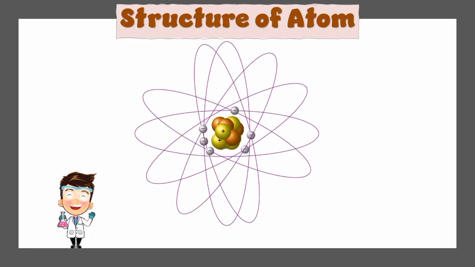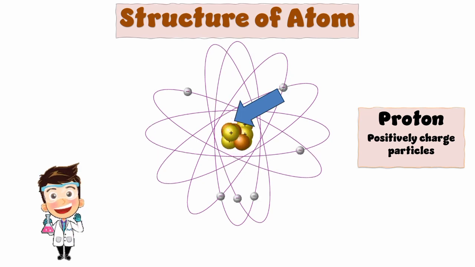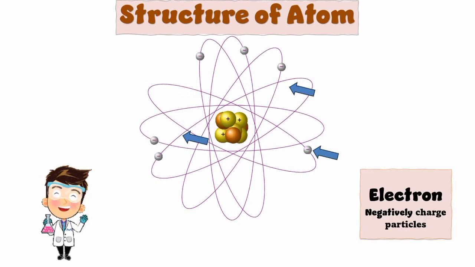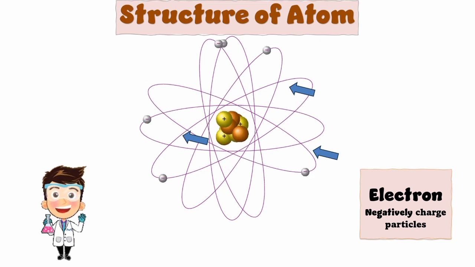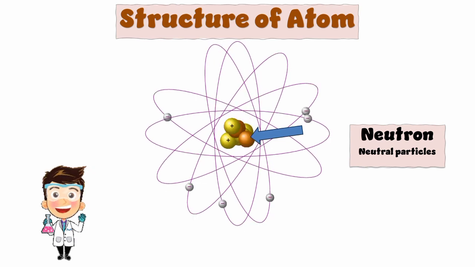The first one is the proton, also known as a positively charged particle, a subatomic particle with a positive electrical charge. For the second one, we have the electron, a negatively charged subatomic particle that can be either bound to an atom or free. The third one is the neutron, also known as the neutral particle or subatomic particle found inside the nucleus of every atom.